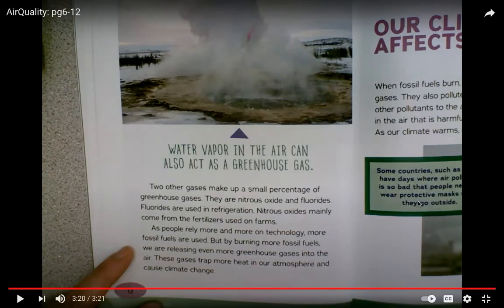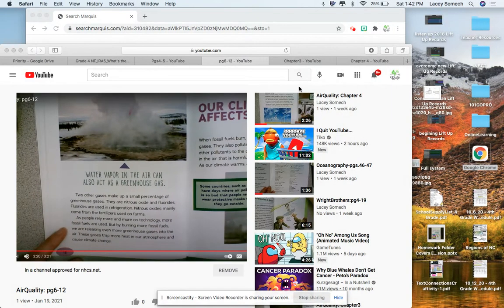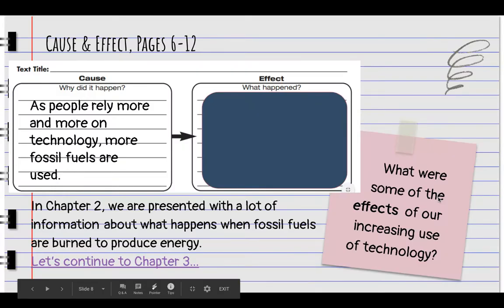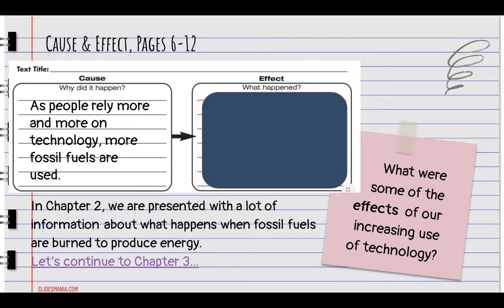All right. So now we can actually see the effects of changing from natural sources. Let me get my PowerPoint back up here for us, friends. Okay. From changing from natural sources to now fossil fuels for energy. Therefore, Earth's climate is changing too. And in Chapter 2, we were presented with a lot of information about what happens when fossil fuels are burned to produce energy. The author uses that description text structure to explain how different types of greenhouse gases are released into the atmosphere and warm Earth.